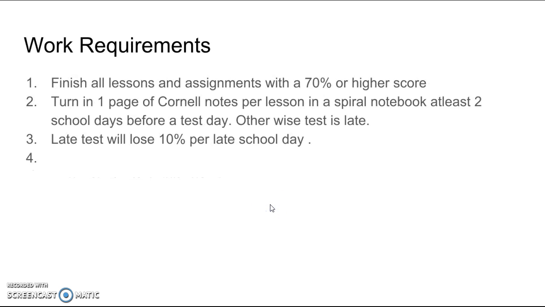Work requirements. They are required to finish all lessons and assignments with a 70% or higher grade on all lessons and assignments in order to move on. They are required to turn in 1 page of Cornell notes per lesson in a spiral notebook at least 2 days before the date of the test.